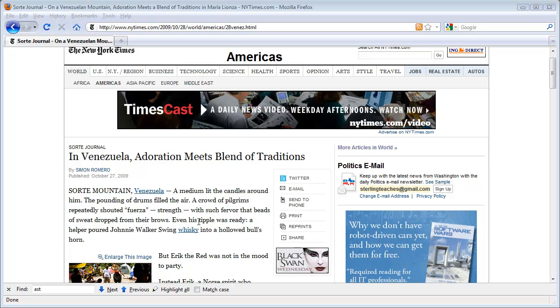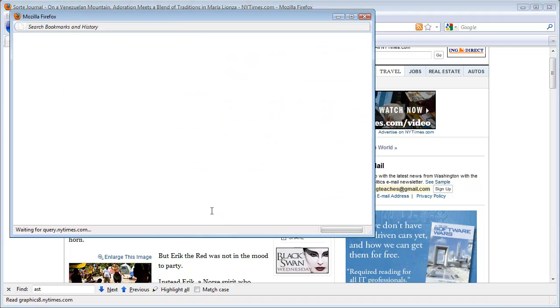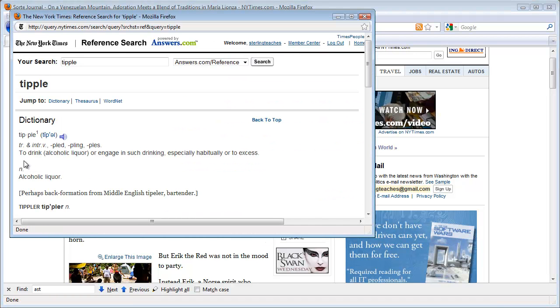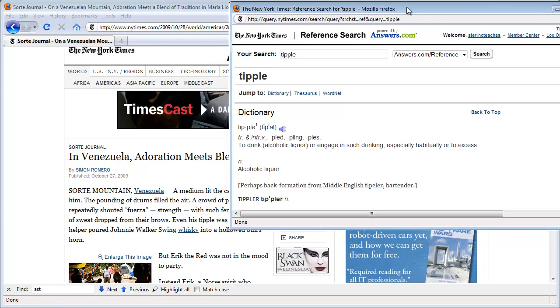To find out the definition of tipple, all you have to do is highlight the word either by clicking and dragging or double-clicking on the word, and a question mark will appear in the upper corner. You can click on this and it will look up the word for you. It will then give you a definition: to drink alcoholic liquor or engage in such drinking. So now I know what the definition is for this word.